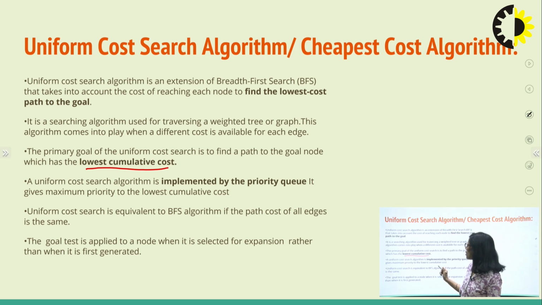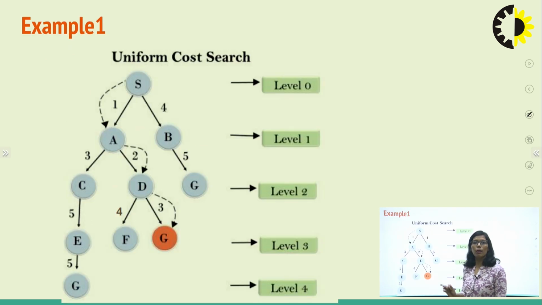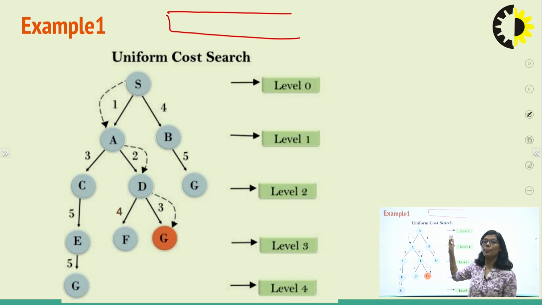Now, the uniform cost search algorithm is implemented by a queue, but here the queue is a priority queue, where the path with the lowest path cost will have the highest priority. Now, this is the algorithm. The process is the same as that of BFS, but here we are using the priority queue. Otherwise, it is the same as BFS.